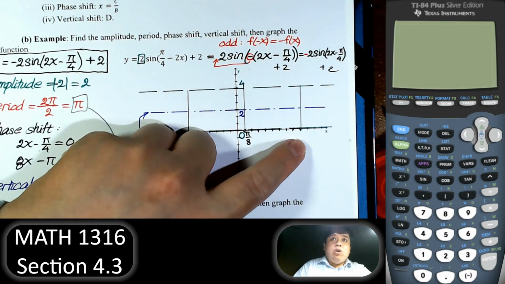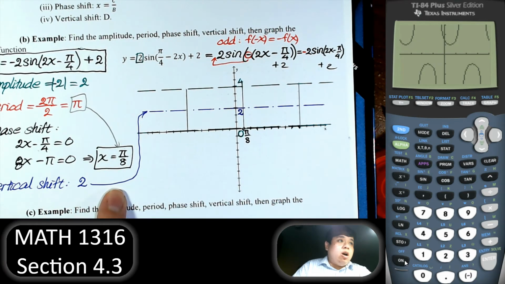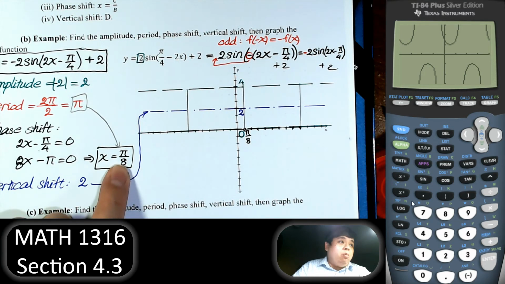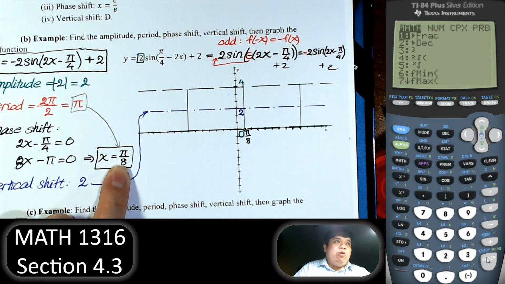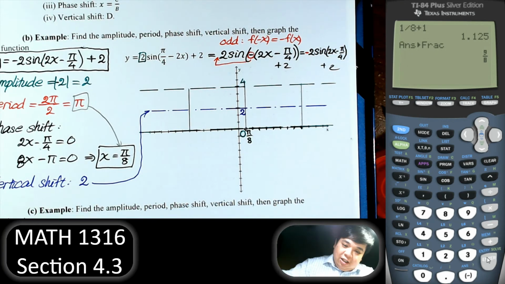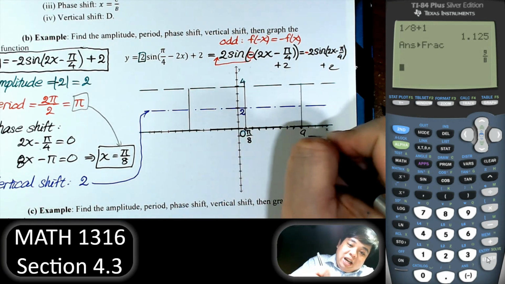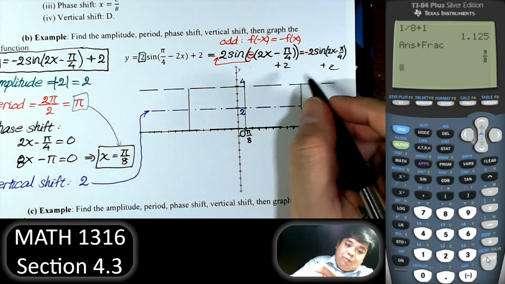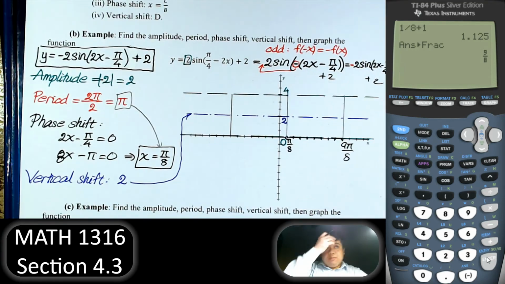Of course, if we want to get those numbers, we're going to start with the phase shift 1 over 8 plus a pi, which is just 1. Wait, sorry. 1 over 8 plus 1. Hit math, convert to fraction, 9 pi over 8. So in that case, we can get any point here if we want to. So that is 1 period, right?